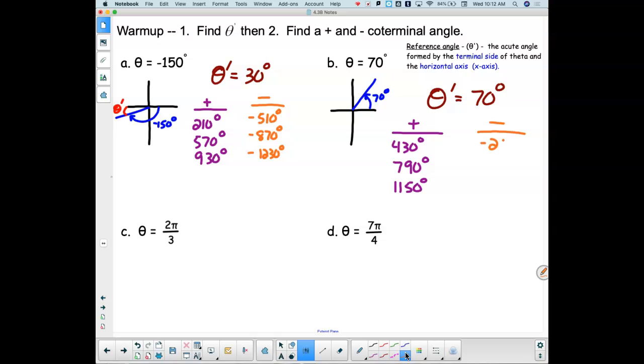negative 290, negative 450, negative 810. Yes? Okay.